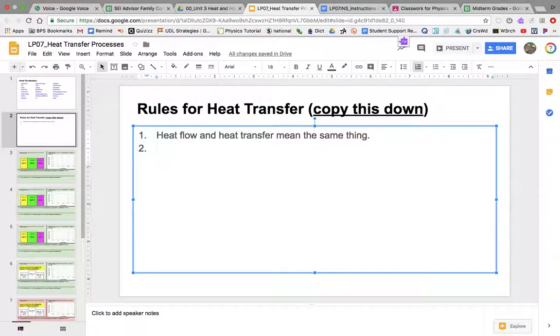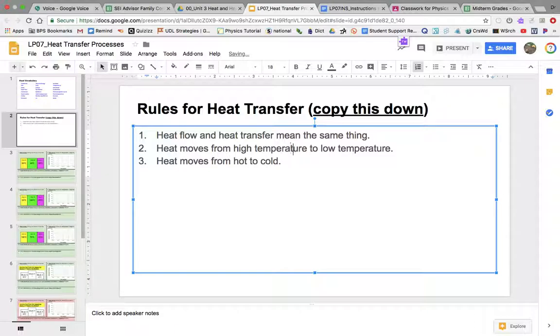We also want to know that heat moves from high temperature to low temperature. Or another way to say that is that heat moves from hot to cold. An example of a high temperature is water boils at 100 degrees Celsius and it freezes at 0 degrees Celsius.